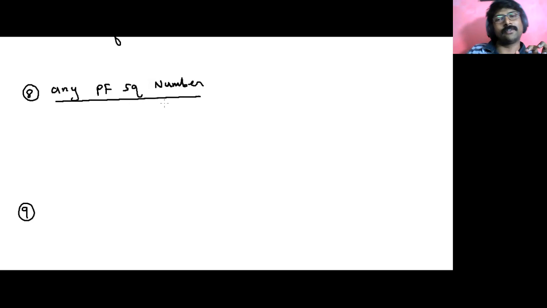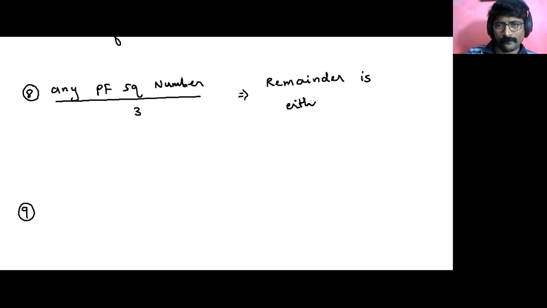Now if any perfect square number is divided by 3, then the remainder would always be 0 or 1. I'll give the example also. Then the remainder is either 0 or 1. Now, what do you mean by that? Say suppose any perfect square number, let's say 64, if we divide by 3.